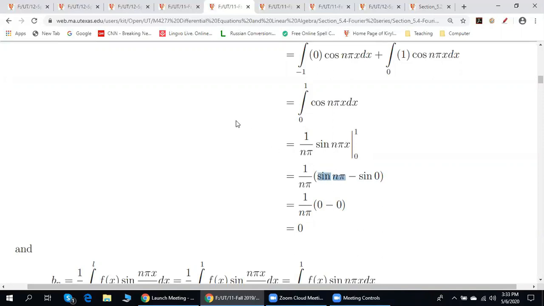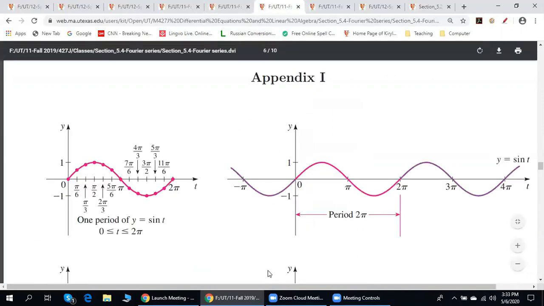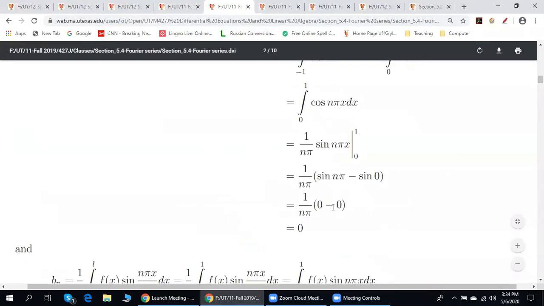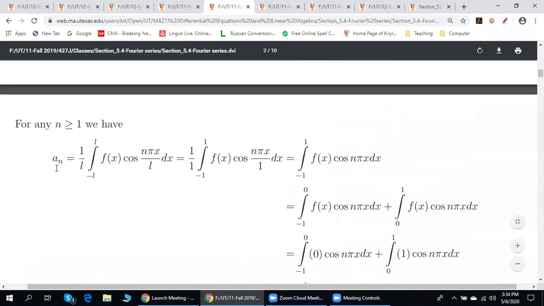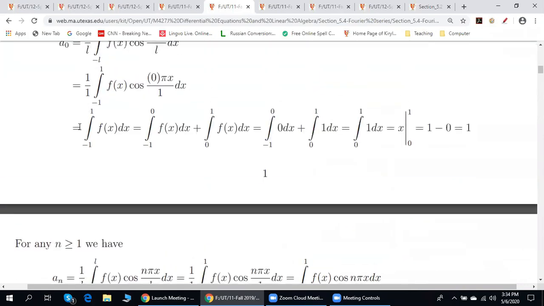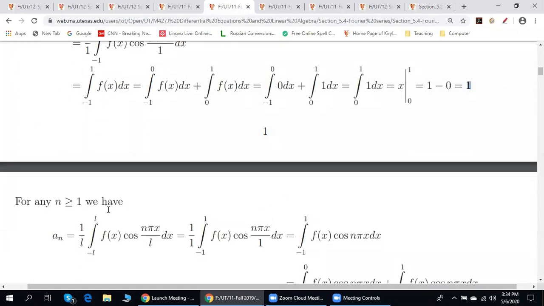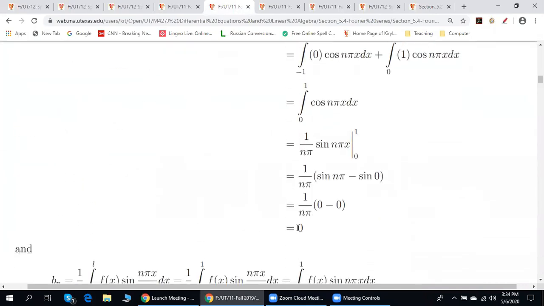But what is sine of n pi? Please take a look at the graph of sine. Note that sine is equal to 0 at any integer multiple of pi. It's exactly what we have here, sine of n pi is 0. 0 minus 0 is 0. Conclusion, a_n is equal to 0 for any n greater or equal to 1. Now, once again, a0 is 1. All other a's are equal to 0.